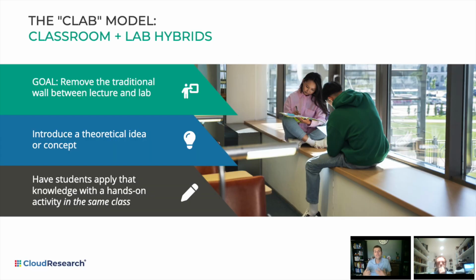All right, so the first part of the book is structured around what we call CLABs, which are classroom laboratory hybrids. And the goal of these CLABs is to remove the traditional wall that exists between lecture and lab. So in a CLAB session, you introduce a theoretical concept. And then in that very same class, students immediately begin to apply that idea with some kind of hands-on project. These projects have been designed to be short enough and simple enough to fit within the class period.